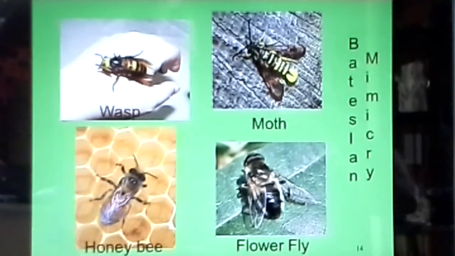So the top picture, we have a moth that has the black and white, or black and yellow and white combination colors as the wasp on the left. The bottom, we have a flower fly. No poison, no stingers. It only looks like the dangerous honeybee.